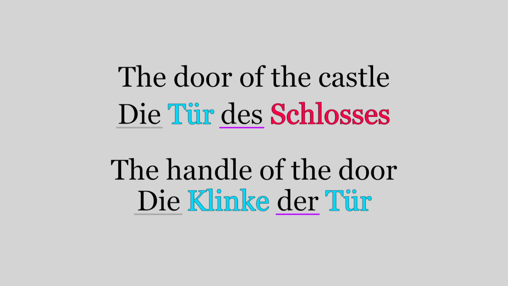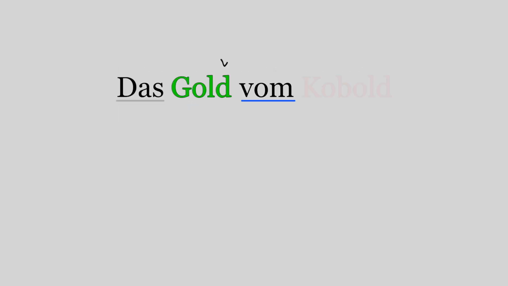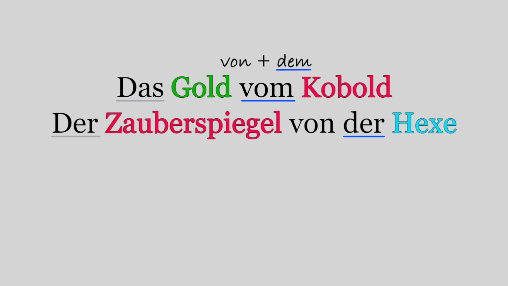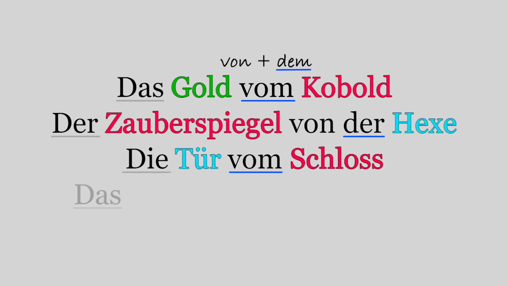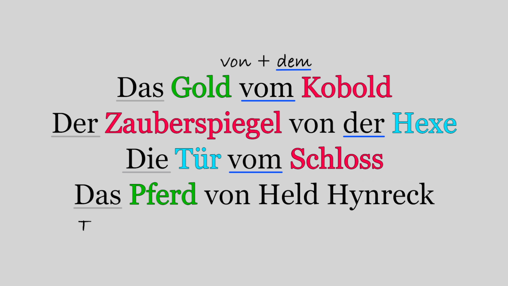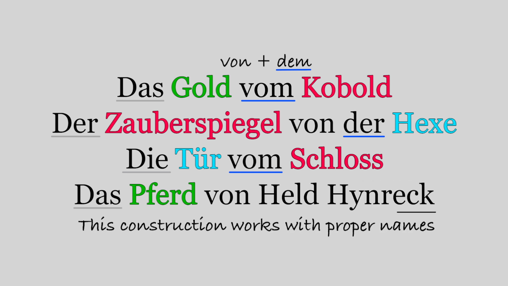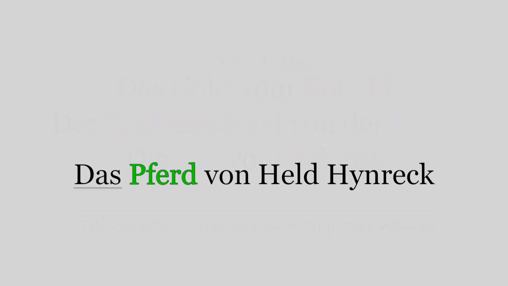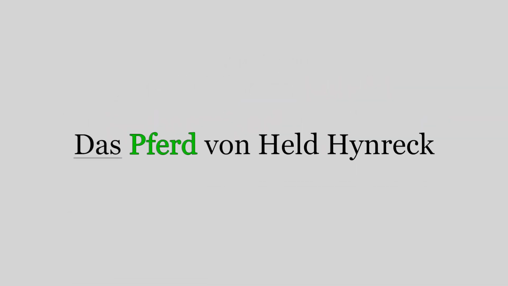I should mention though, that it is actually possible to build this construction with a preposition instead. You can use von plus the dative case instead of the genitive case, though it is less common and you'll probably sound like you're trying to avoid using the genitive. The above sentences could be das Gold vom Kobold, der Zauberspiegel von der Hexe, die Tür vom Schloss, or even das Pferd von Held Heinrich, which would be the most common since it is being used with a name. You can use these, but it's a mouthful, and if you want to sound German, you should practice using the genitive case.